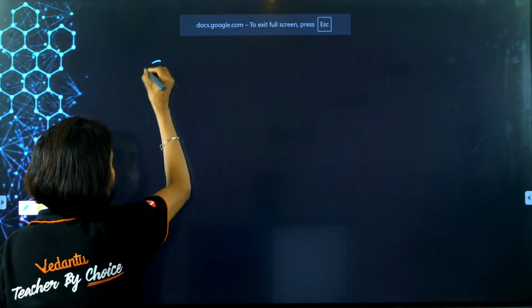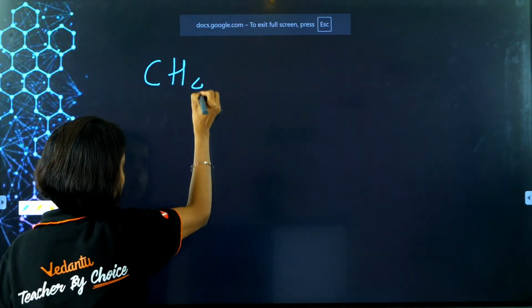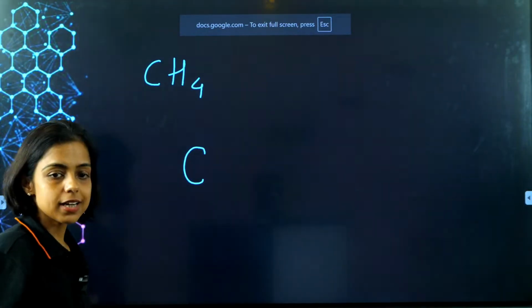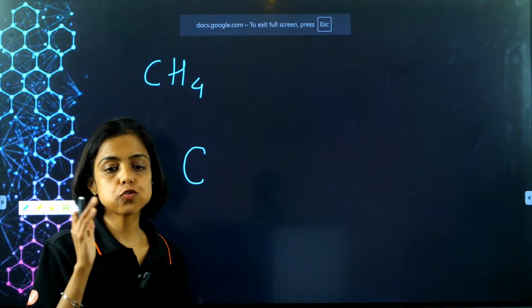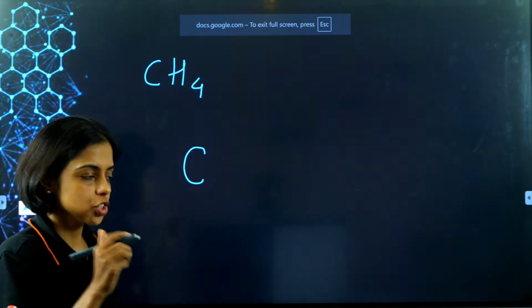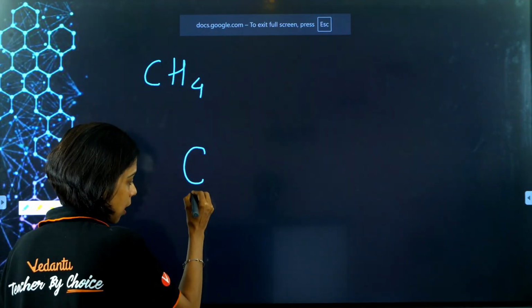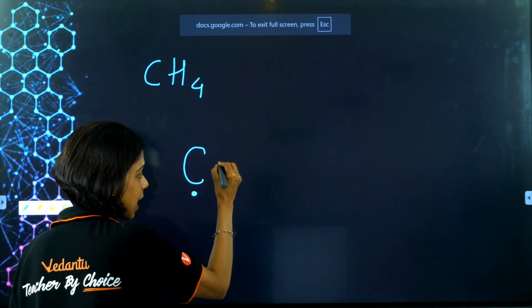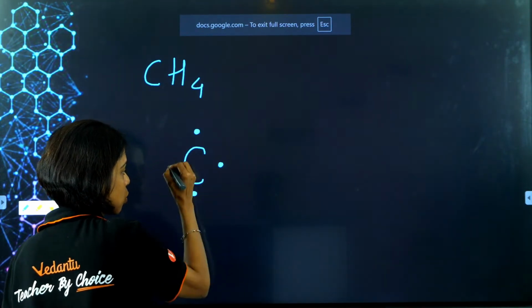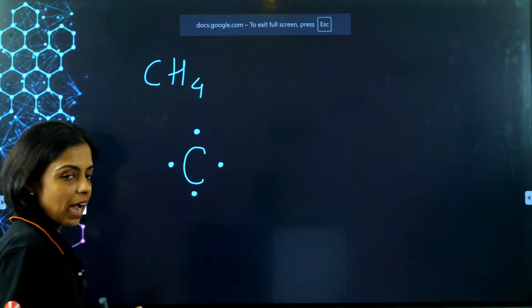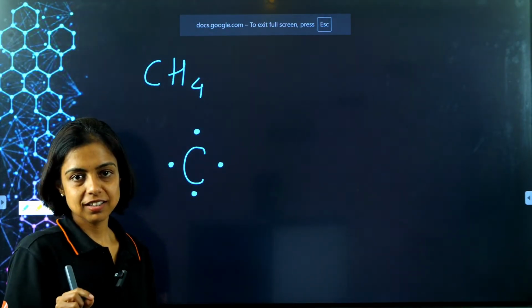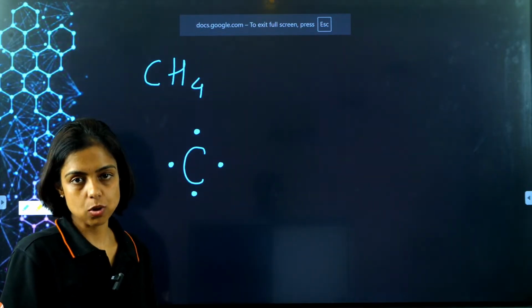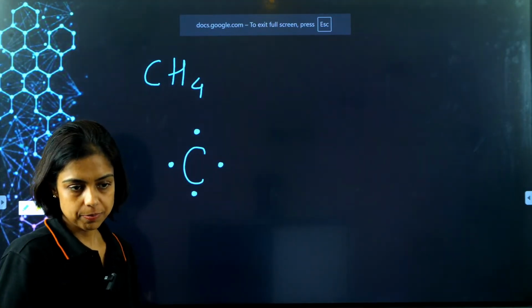CH4, the methane molecule. So you know carbon, how many valence electrons does carbon have? 1s2, 2s2, 2p2. Carbon has 4 electrons in the valence shell, that is the second shell. So the Lewis structure is putting that many dots around the symbol, equal to the number of valence electrons. So carbon has 4 valence electrons, so I will put 4 dots. These dots represent the valence electrons, the outermost shell electrons, right?